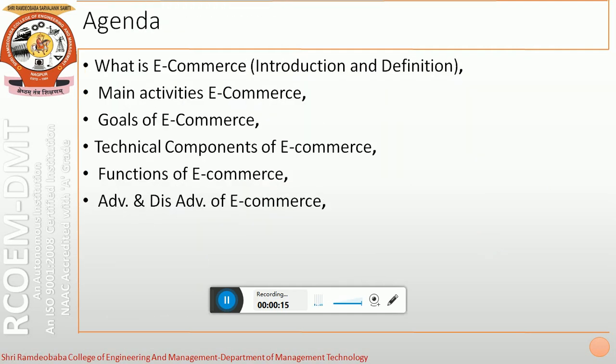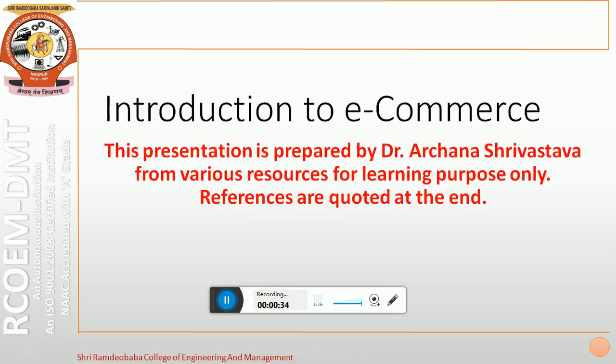And we'll see what is e-commerce, that is introduction and definition. Then we'll see the main activities of e-commerce. We'll discuss goals of e-commerce, the various technical components of e-commerce, functions, advantages and disadvantages.